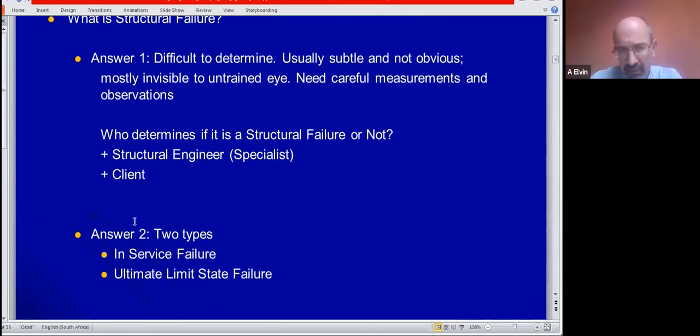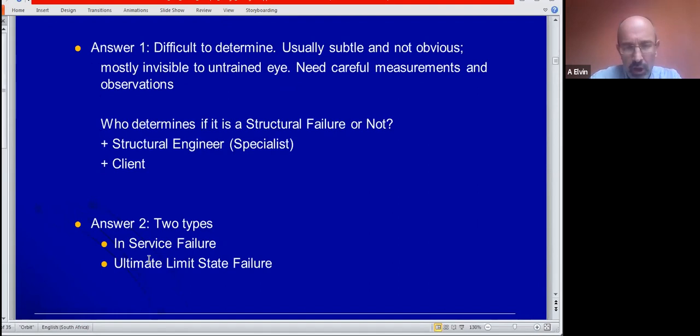There are two types of failures. The first one is in service, what I call serviceability limit state or serviceability failure. And the second one is a strength failure or an ultimate limit state failure. Now, at this point, you can say, but prof, ultimate limit state failure or strength failure is going to lead to collapse. Well, today I'm hoping to disabuse you of that assumption. Both these failures could be obvious, but both these failures are oftentimes invisible to the human eye, and one has to be very attuned and very aware in order to determine these types of failures. And I'm going to show you a few of these.